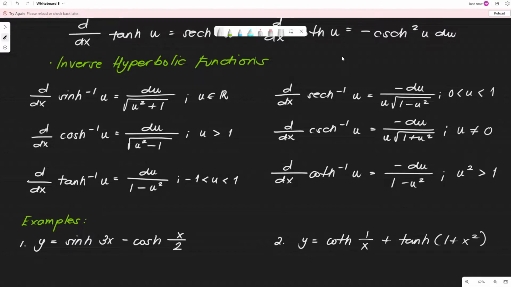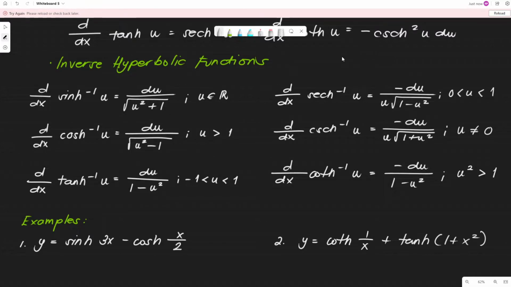Okay, then we have the derivative of arc hyperbolic tangent u, that is du over 1 minus u squared, where u is in between negative 1 and 1. Then we have the arc hyperbolic secant u, the derivative of that in respect to x is equal to negative du over u times square root of 1 minus u squared, where u should be between 0 and 1. Then we have arc hyperbolic cosecant u is equal to negative du over u times square root of 1 plus u squared, where u should not be equal to 0.